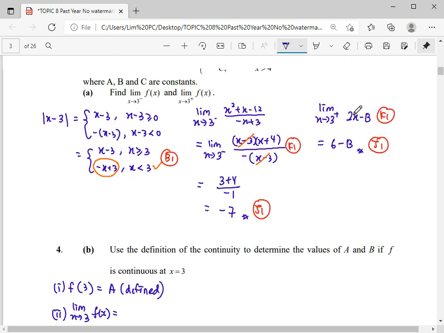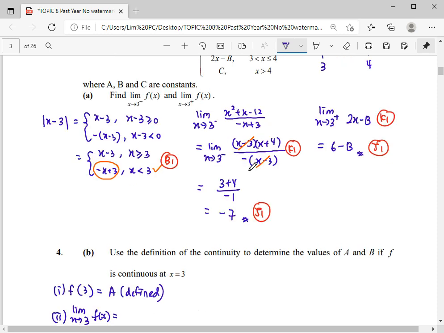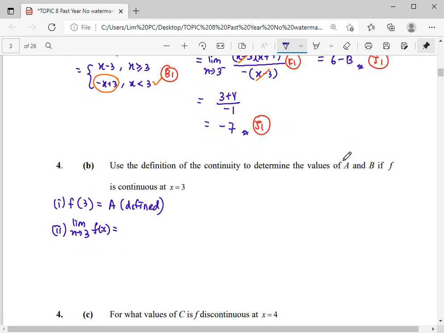We can see our limit from the left hand side has a value of -7, and the limit from the right hand side is 6 minus b. The limit for this function must exist. When it exists, it means the limit from the left hand side should equal the limit as x approaches 3 from the right hand side. So -7 should equal 6 minus b. This is our condition. So we simplify to find our b here. Our b will equal 13.